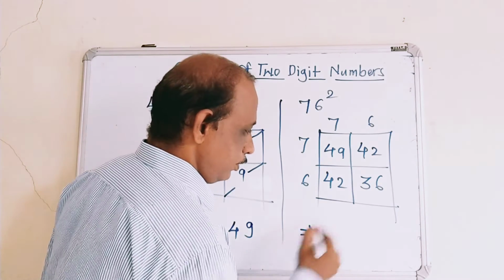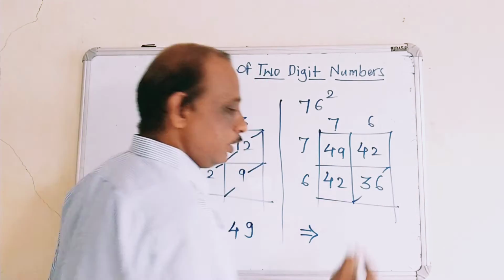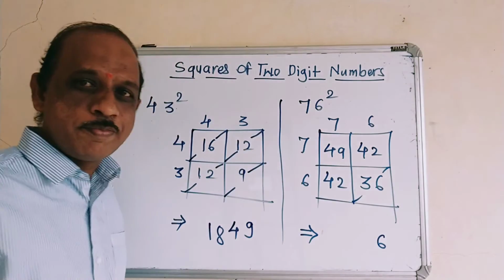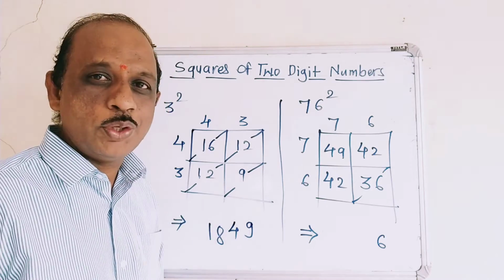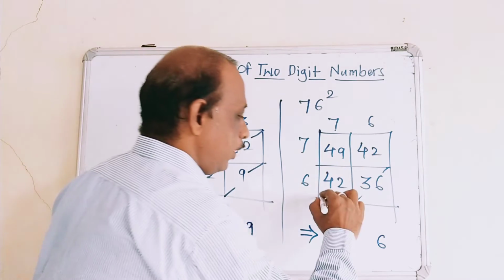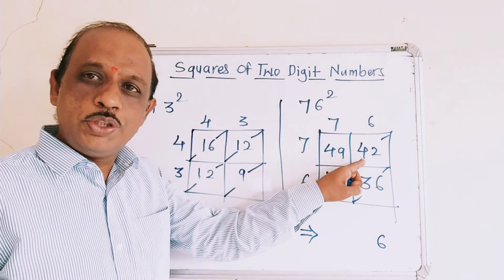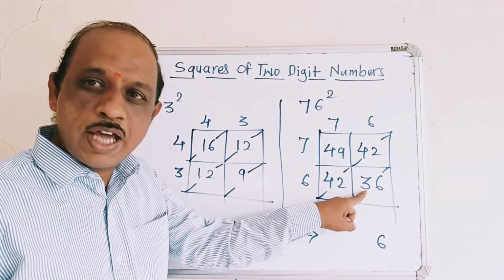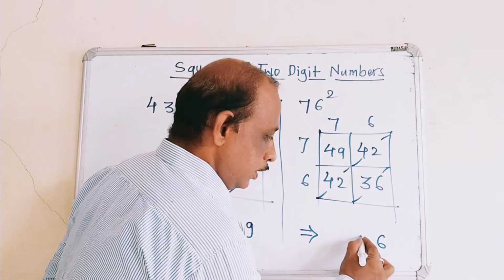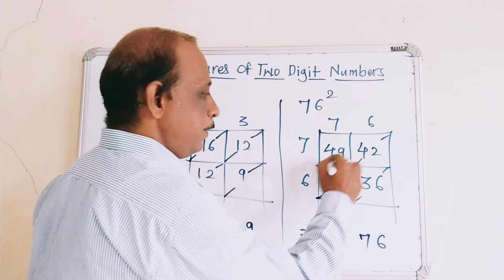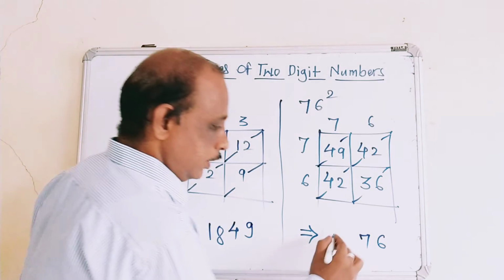So we'll write here. So first diagonal, the number is 36. So I am writing 6 only, 3 will be carry. Now this is 42 plus 42. You will find that these two numbers along this diagonal are always the same. So this 42 plus 42, you will get 84 plus this carry 3. 84 plus 3, you will get 87 and then 8 carry. Then 49 plus 8, you will get 57.